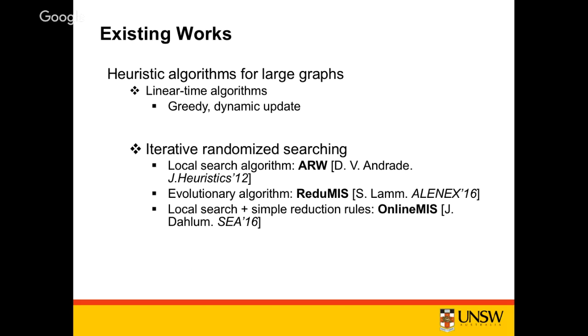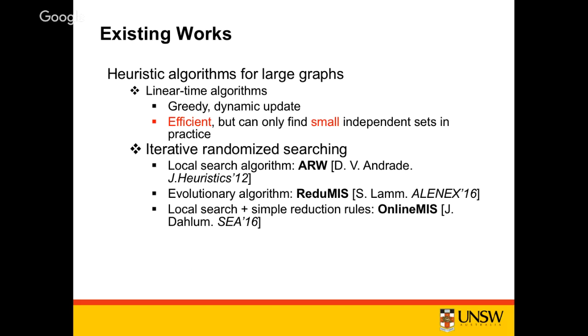The second line of research is iterative randomized search. Most of them are based on the local search algorithm ARW. The following 2, reduced MIS and online MIS, are just 2 variants of the ARW. They use evolutionary techniques and also some simple reduction rules.